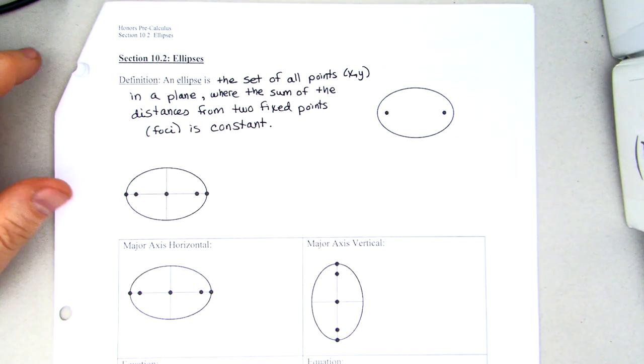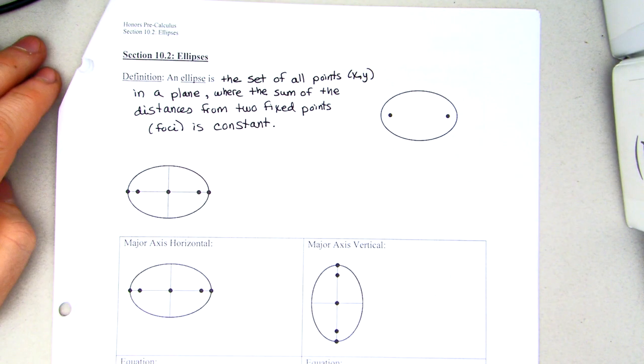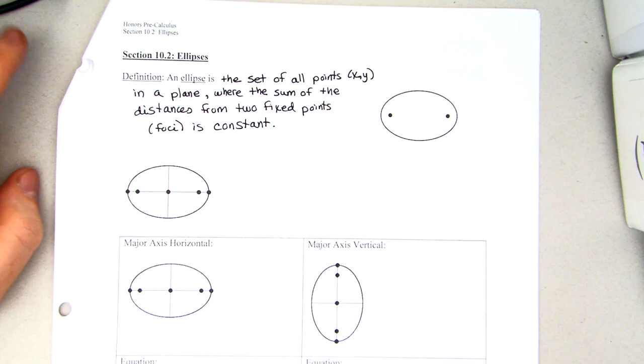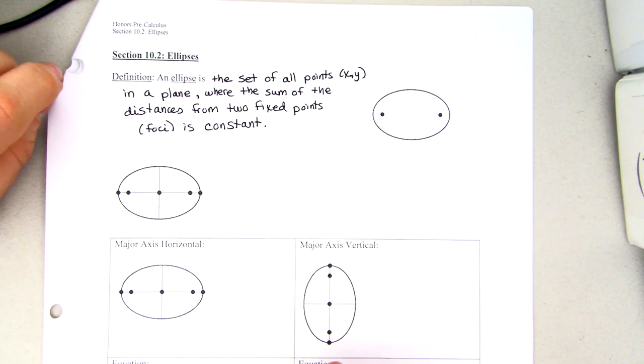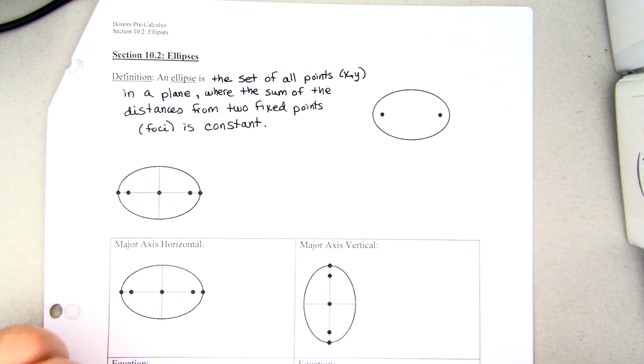An ellipse is defined as the set of all points x comma y in a plane where the sum of the distances from two fixed points is constant. By the way, please, throughout this video, pause when you need to. I'm not really sure if I'm going too fast or not since there's no one in front of me right now, so please pause to make sure you're all set and ready to go.